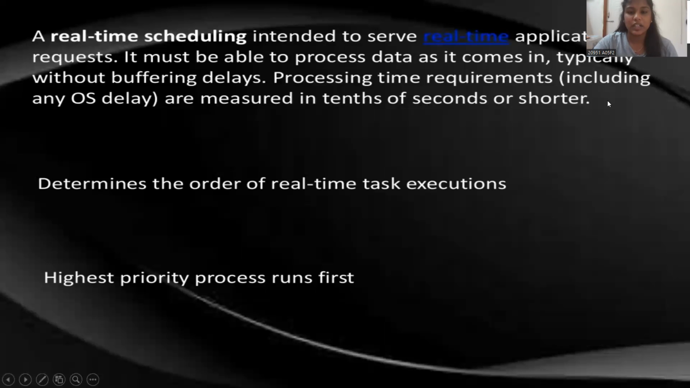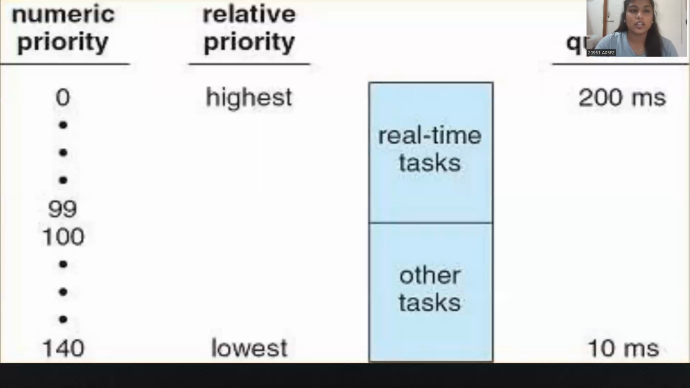It determines the order of real-time task execution. The higher priority process runs first. Numerical priority, relative priority, real-time tasks, other tasks, time quality.